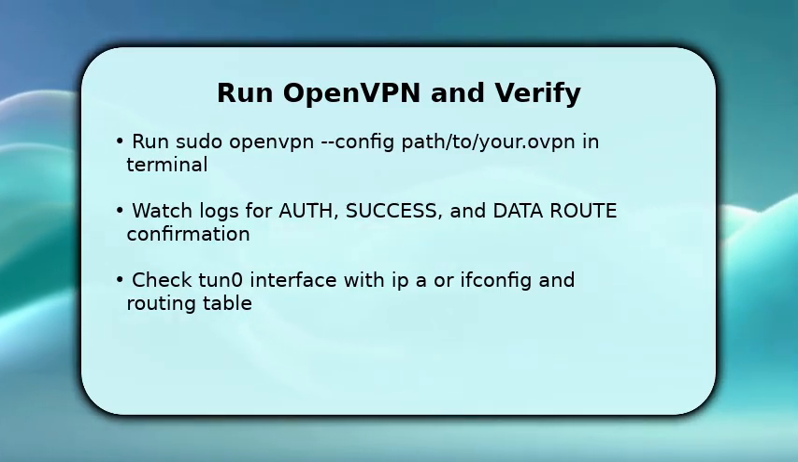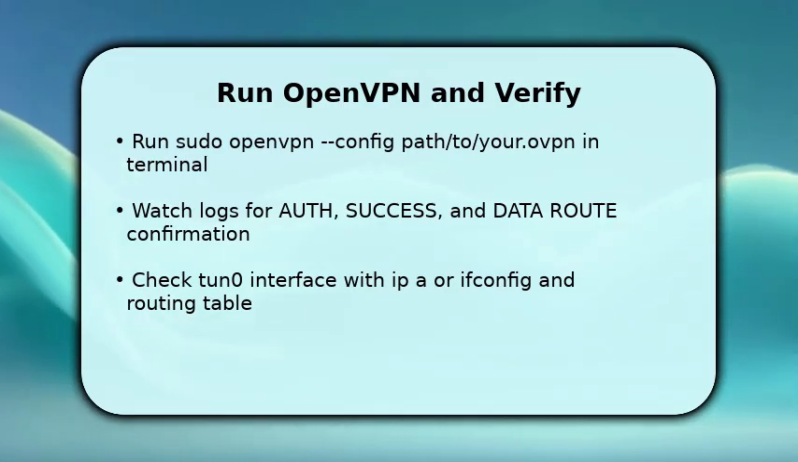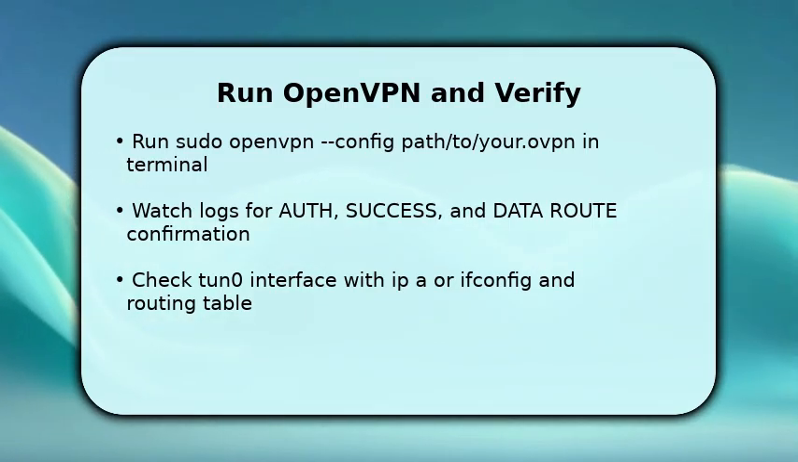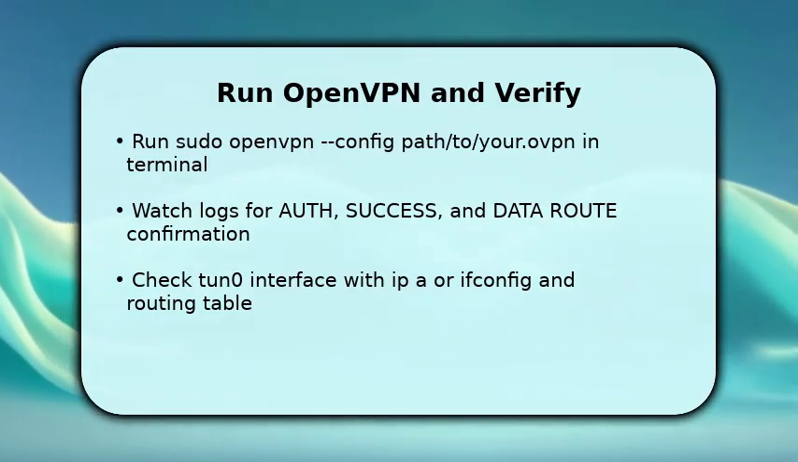Once connected, verify the tun0 interface exists with ip a or ifconfig and check the routing table to ensure HTB subnet routes are present. If you plan to use proxies or split tunneling, configure those after the basic connection is confirmed.